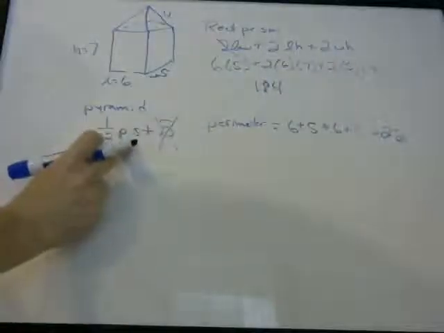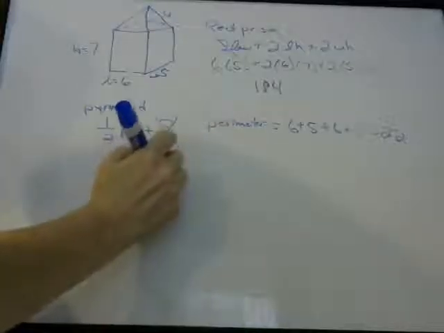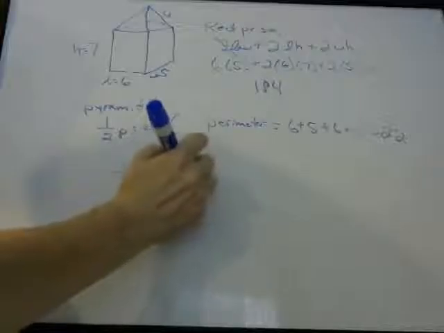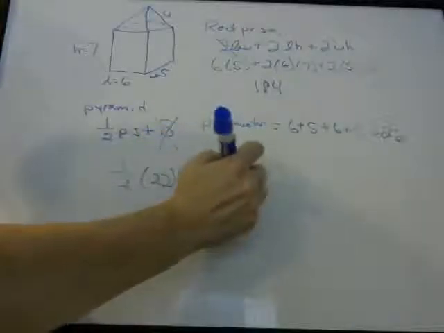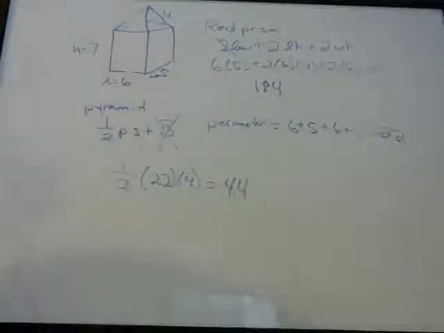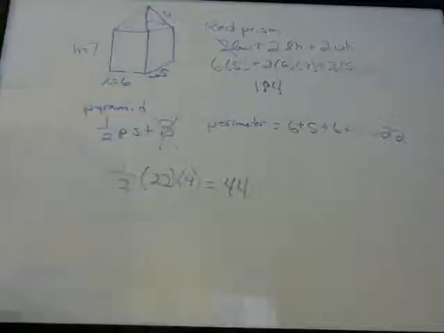and the slant height is 4. That's what's given to us. So it's 1/2 times 22 times 4. If you do that, you get 44. So that's the surface area of the sides of this pyramid. That's what we need.